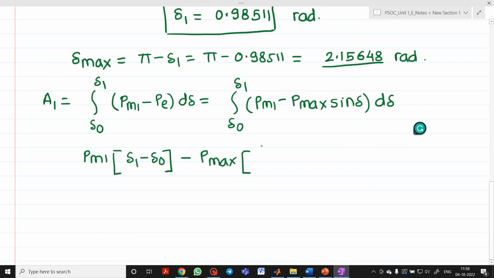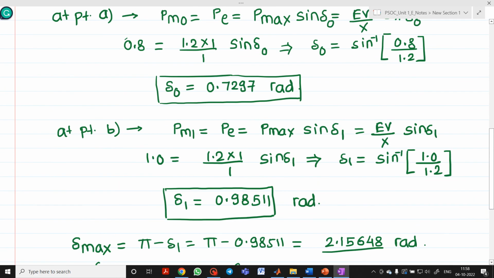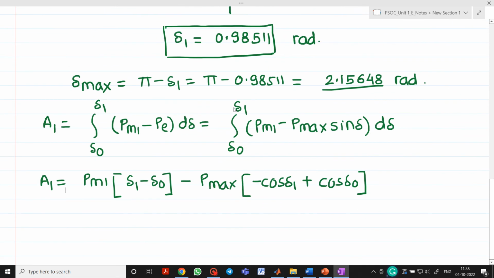Now what is integration of sine? It is minus cos. So it will be minus cos delta 1 plus cos delta 0. This is your equation, you can say A1. This is equation A1. So now what we will do, we will have all the values. PM1 is 1.0, delta 1 is 0.98511, delta 0 we have already determined, it comes out to be 0.7297 radian.